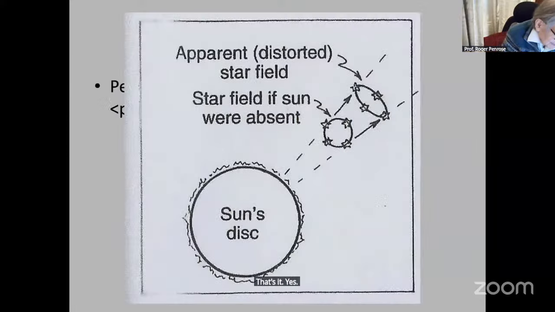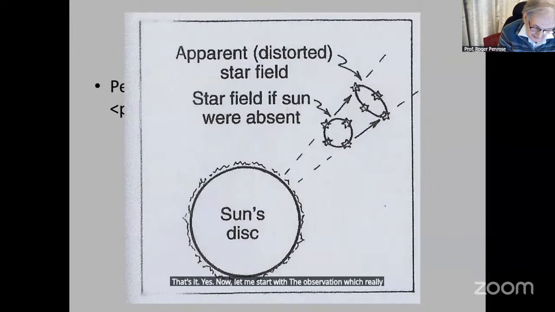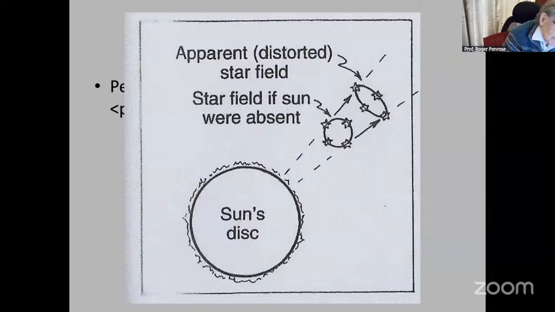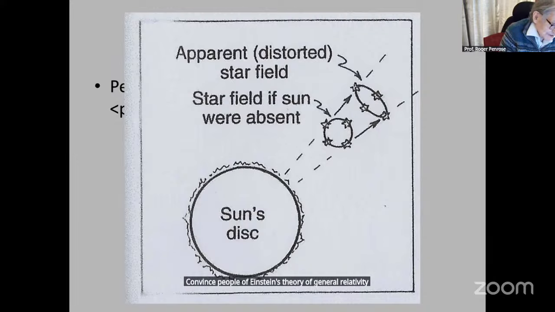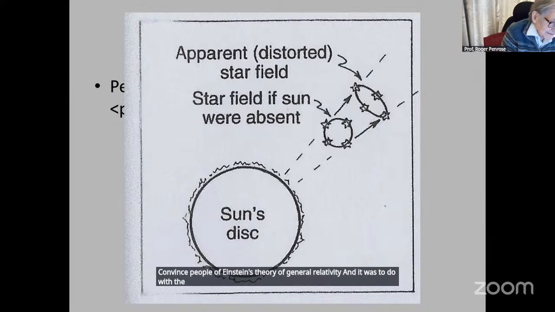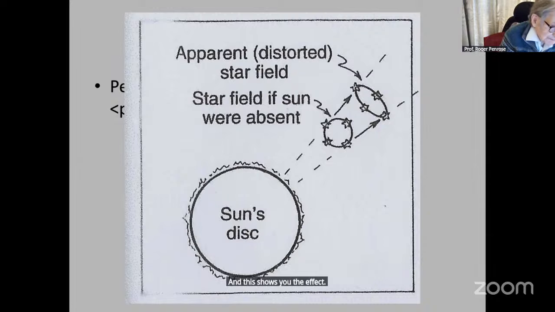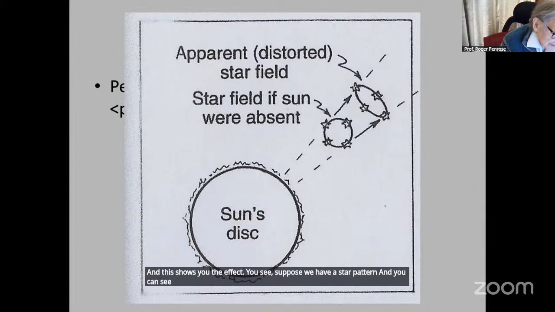Now, let me start with the observation which really convinced people of Einstein's theory of general relativity, and it was to do with the bending of light by the sun. And this shows you the effect. You see, suppose we have a star pattern, and you can see the inner little ring of stars.